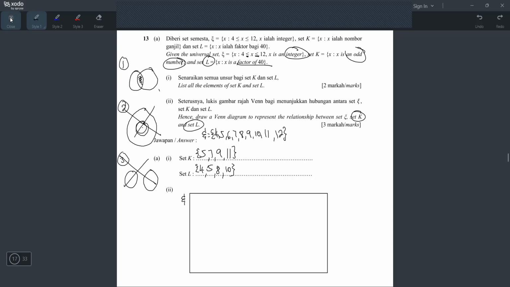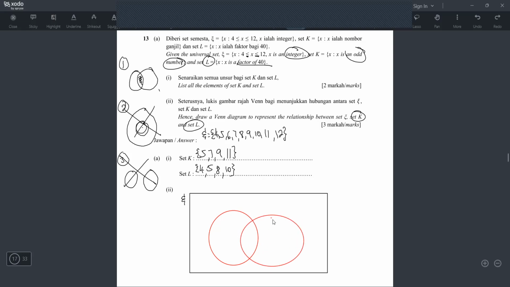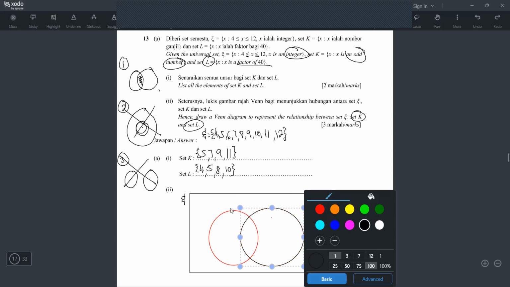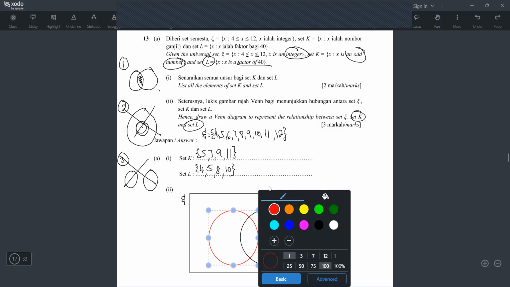So now I will draw 2 circles where the middle has some intersection. Let's draw a circle, and then let's draw another circle. Like this, and make sure the middle has an intersection. Okay, good enough, no need to be so perfect. Let's use black, this one also we use black color.